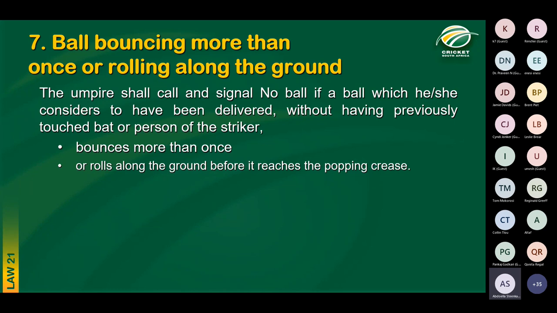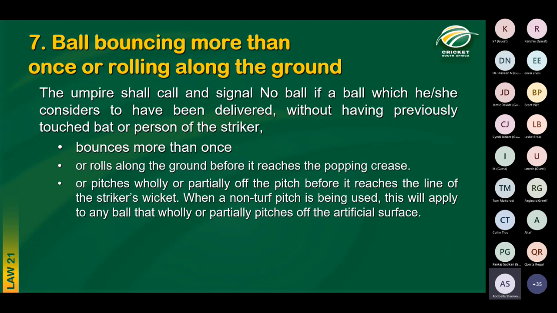Also, either umpire is to call and signal no ball if the ball has been delivered and the ball now either pitches wholly off the pitch or even partially off the pitch before it reaches the line of the striker's wicket. So that's also crucial here. The ball that was delivered needs to either bounce wholly off the pitch or partially off the pitch before reaching the striker's wicket. If that is the case, either umpire is to call and signal no ball.